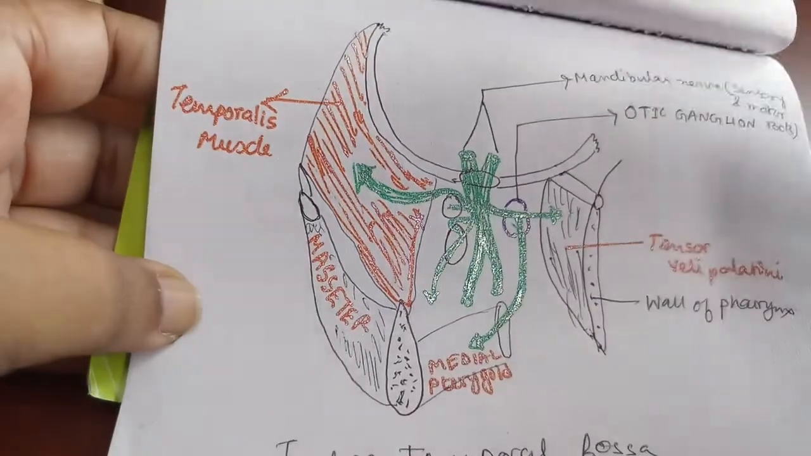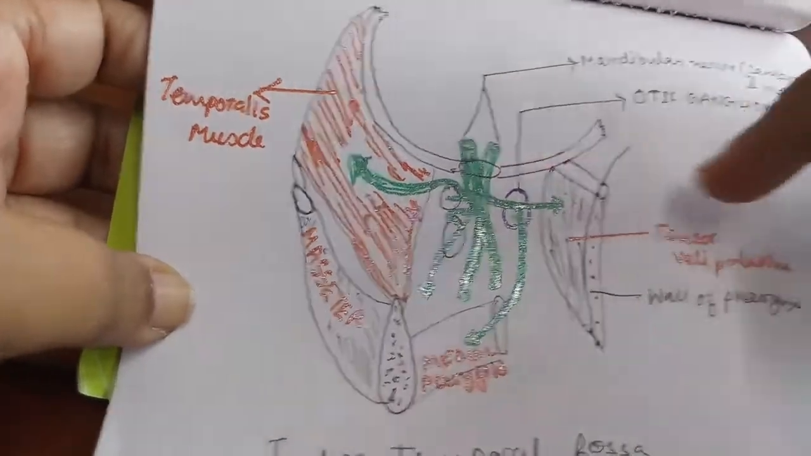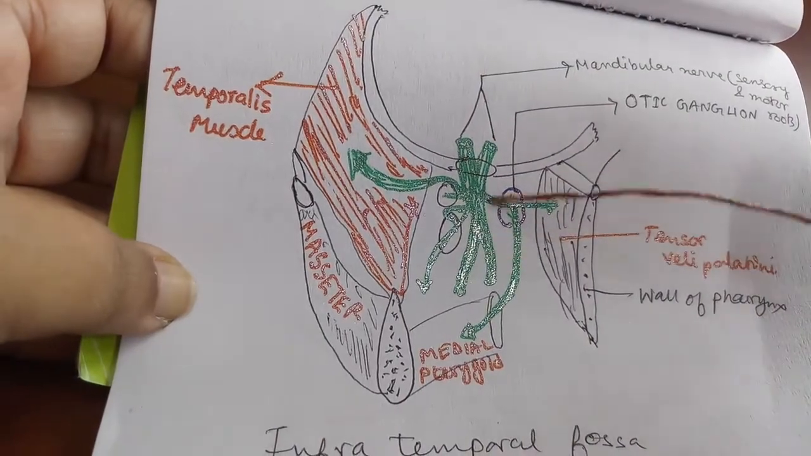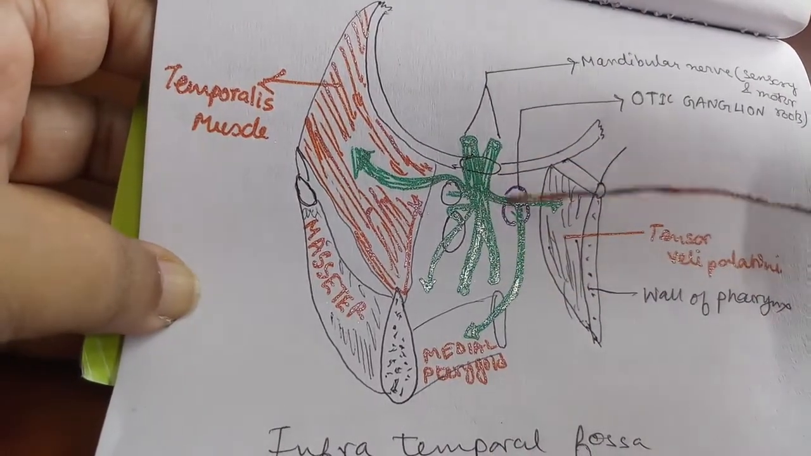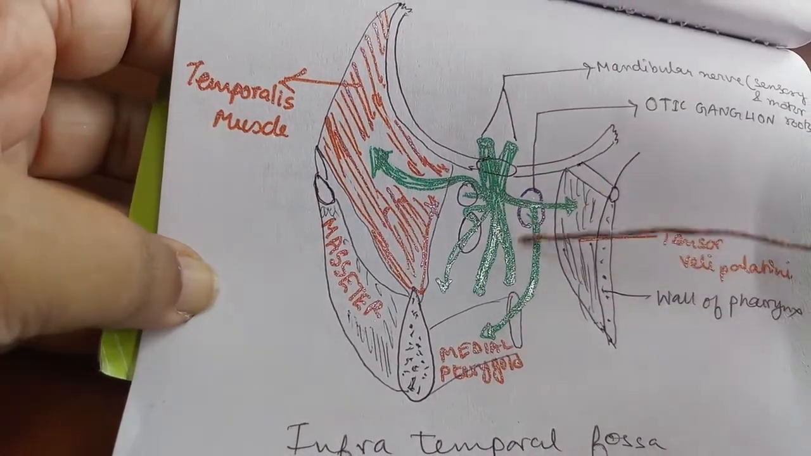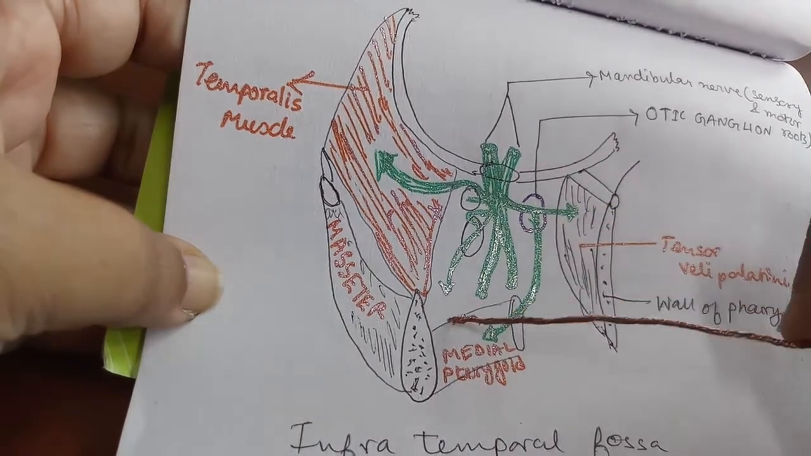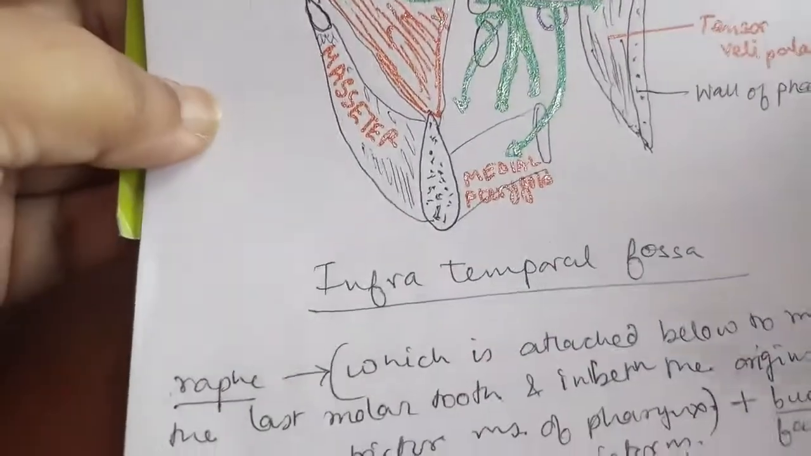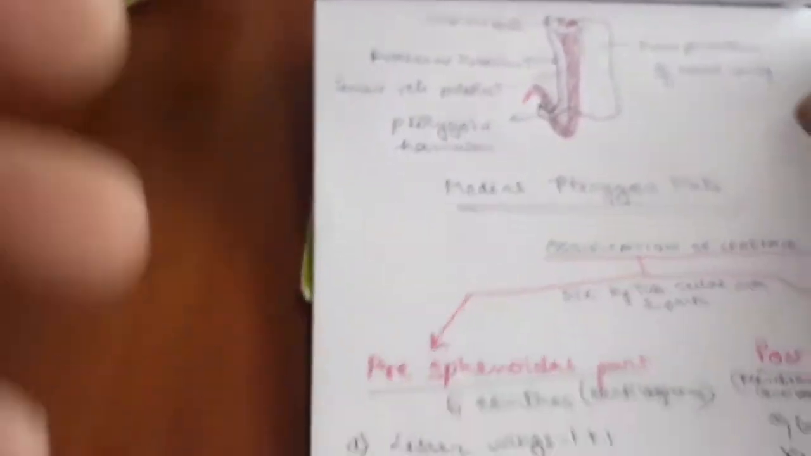In relation with the sphenoid, we are seeing the mandibular nerve, the otic ganglion, etc., which you will learn later on. So the medial pterygoid and all these are in relation to this part. Now we are completing the discussion of the bone. I will just complete it with the ossification.